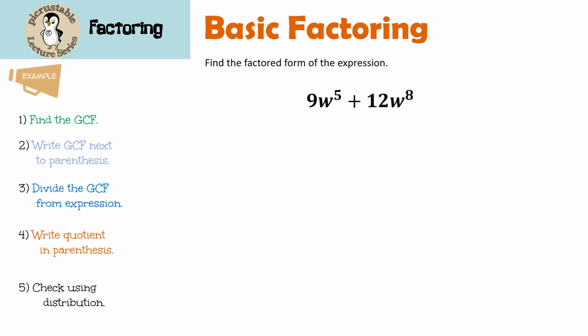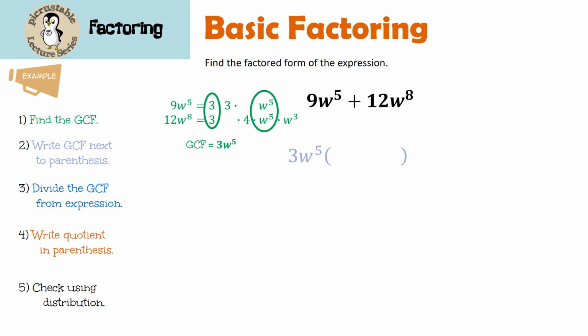The first thing we have to do is find the greatest common factor from each term. Hopefully you remember from the last video, when we look at exponents, the smallest one is the greatest common factor. Okay, so let's do this one. 9w to the 5th is the same as 3 times 3 times w to the 5th. 12w to the 8th is the same thing as 3 times 4 times w to the 5th times w to the 3rd. Now we're going to circle our greatest common factor, which is 3w to the 5th.